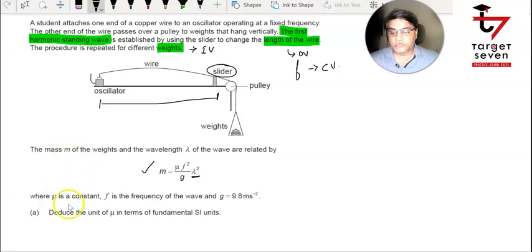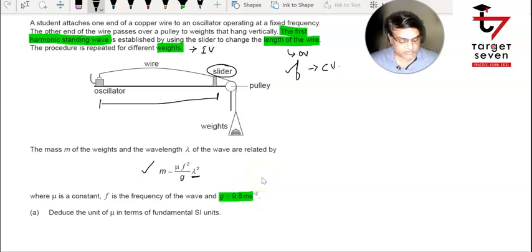It goes on to say that mu is a constant. We are unaware as to what this mu is. f anyways is the frequency, which is a fixed frequency, a control variable. g is acceleration due to gravity, and its value has been given to us here. It is 9.8 meter per second squared. Alright, it goes on to say deduce the unit of mu in terms of the fundamental SI units.